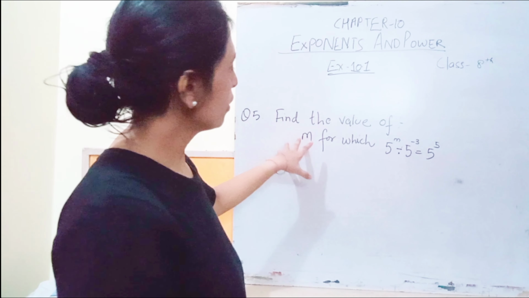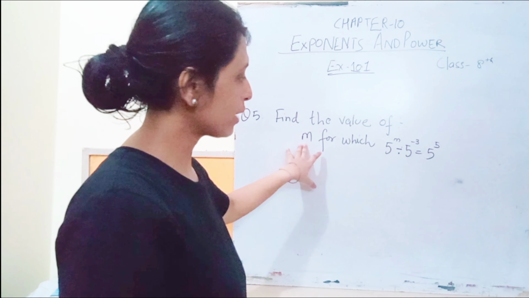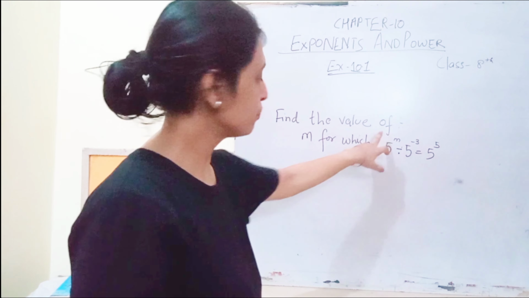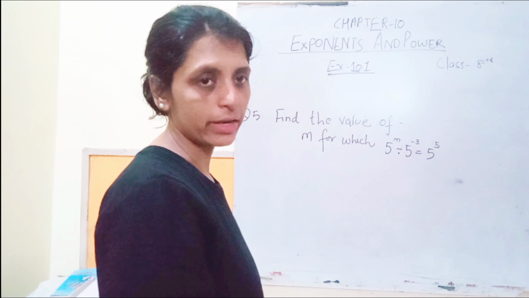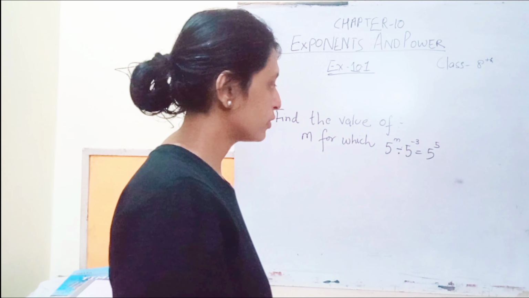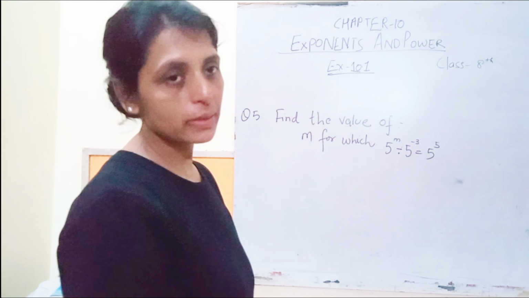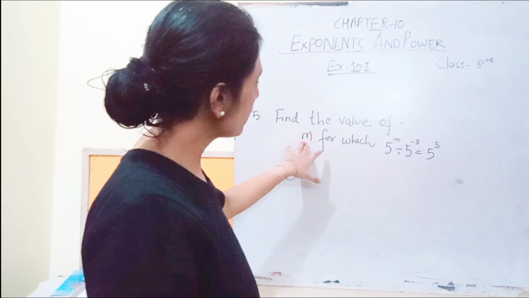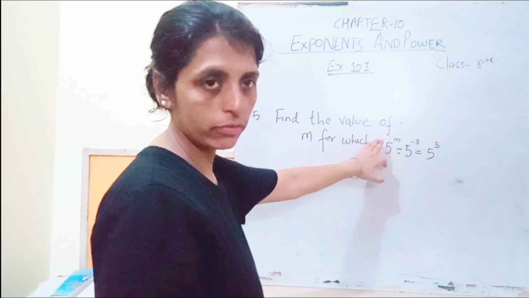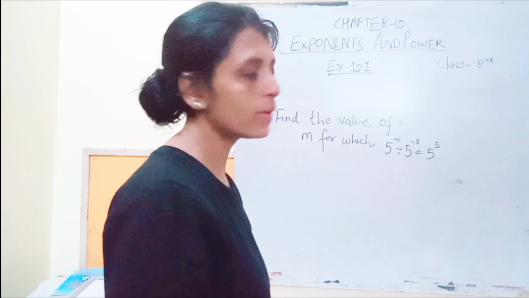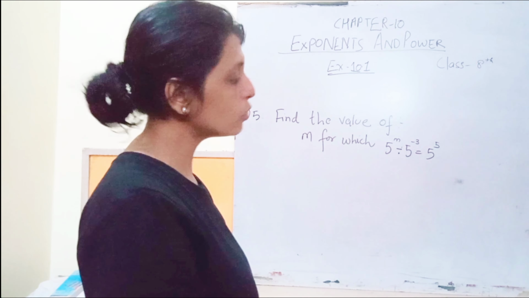Thank you. In question number 5, we have to find the value of m, that is this power m, for which 5 raised to power m divided by 5 raised to minus 3 is equal to 5 raised to 5. क्वेश्चन का मतलब समझिए पहले, मतलब हमको m की वो value find out करनी है जिससे 5 raised to that value divided by 5 raised to minus 3 should be equal to 5 raised to 5.